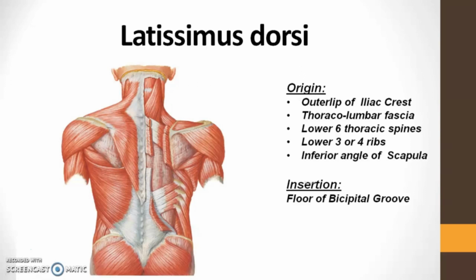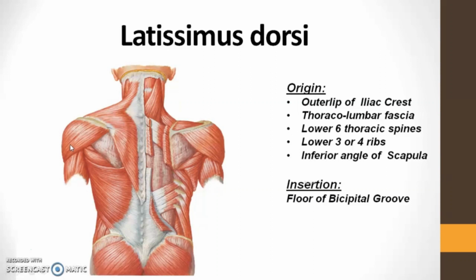So origin by means of 5 cases, that is from iliac crest, thoracolumbar fascia, and then from lower 6 thoracic spines along with lower 3rd to 4th ribs and inferior angle of scapula. These are about the origin of latissimus dorsi. Now we will see the insertion.